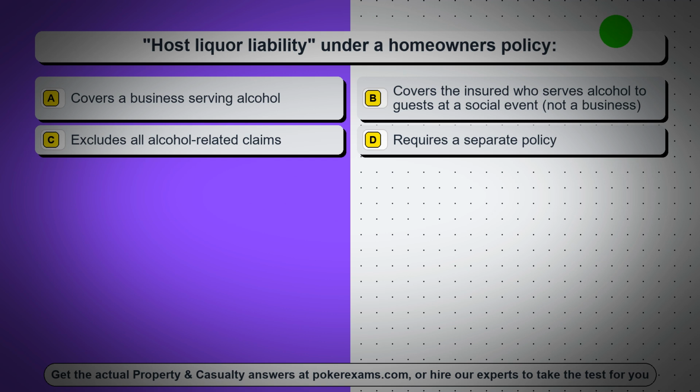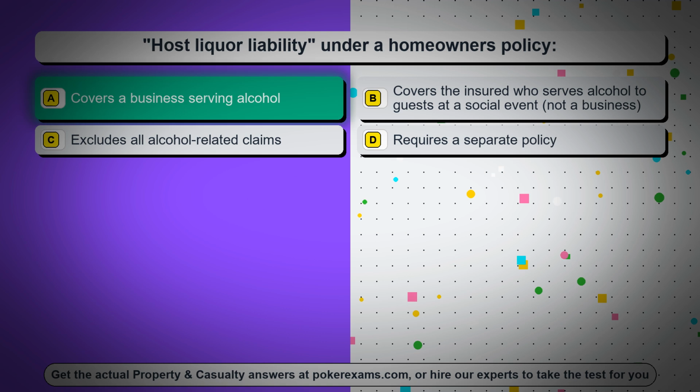Question 8. Host liquor liability under a homeowner's policy: Option A, covers a business serving alcohol. Option B, covers the insured who serves alcohol to guests at a social event, not a business. Option C, excludes all alcohol-related claims. Option D, requires a separate policy.